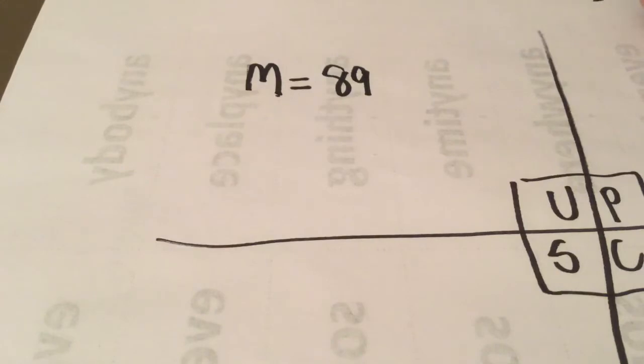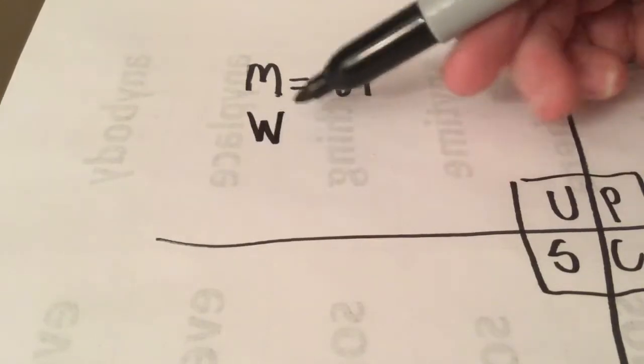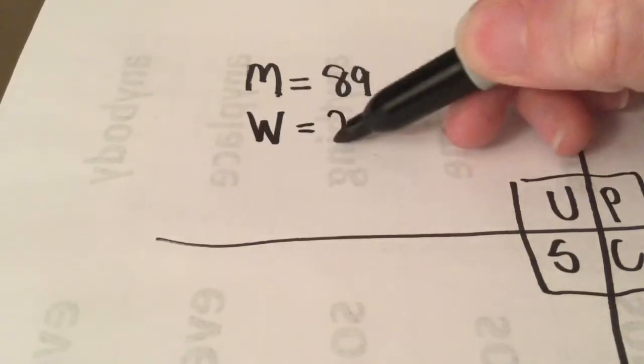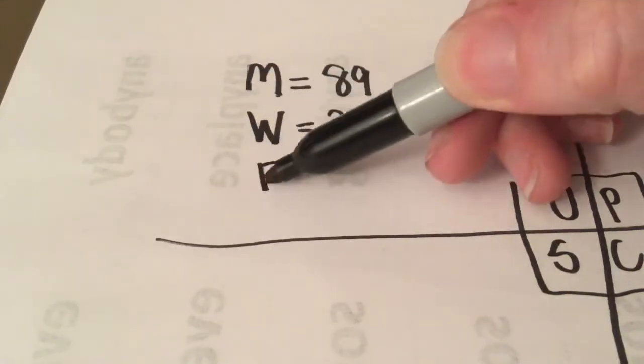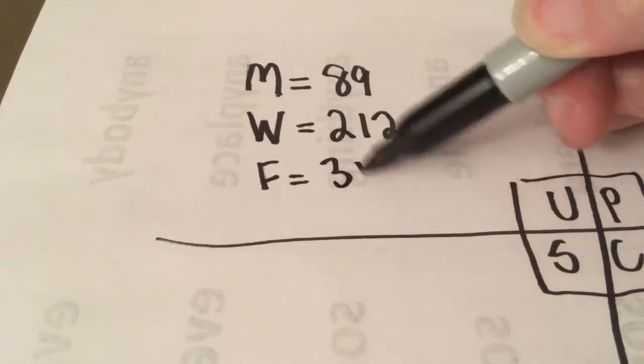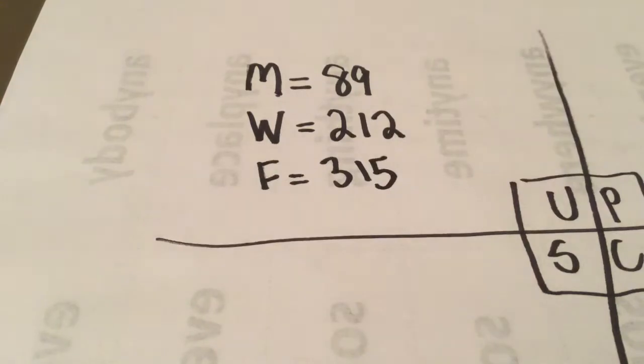The next sentence says, on Wednesday, he sells 212 hot dogs, and on Friday, he sells 315 hot dogs. Okay, so we have a lot of information in there. So let's see, Wednesday says that he sold 212. And on Friday, it said he sold 315. Okay, so that takes care of that sentence.